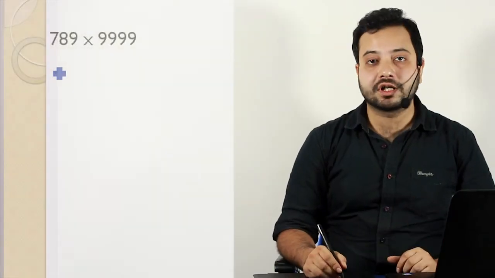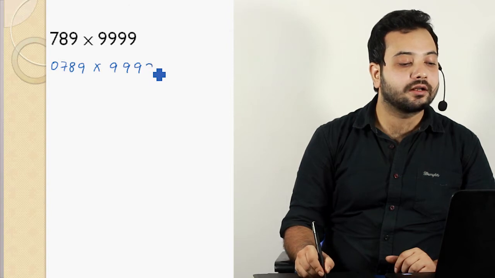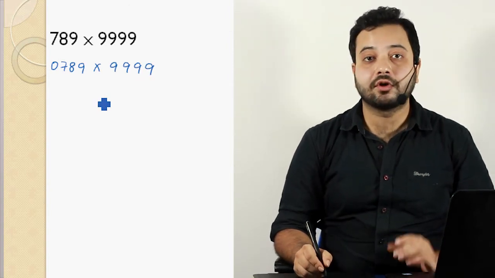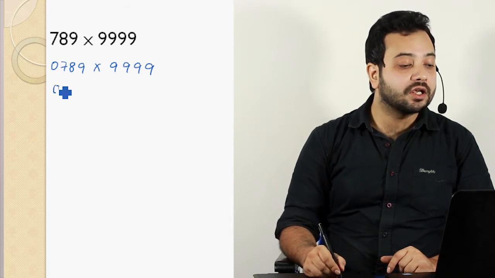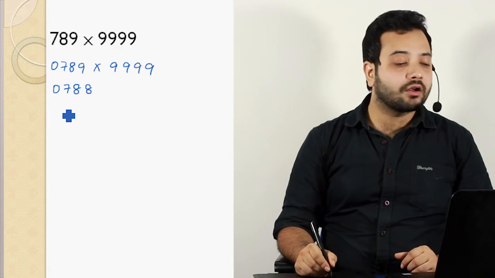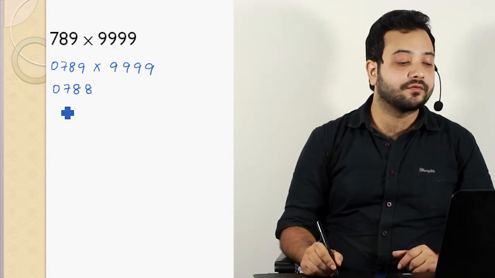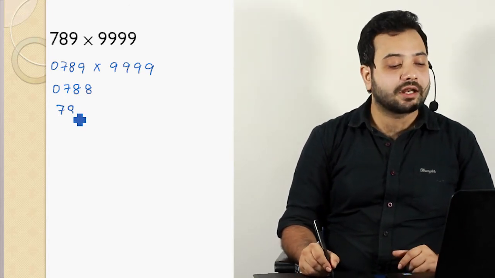All we need to do is make 789 a 4-digit number. How do we do that? Just add a 0 to it. So now I would multiply 0789 by 9999 using the methods we just learned. Step 1 is to subtract 1 from your given number. If I subtract 1 from 789, it is going to give me 0788. Whether I write 0788 or 788 does not make a difference, so I'm going to write 788.